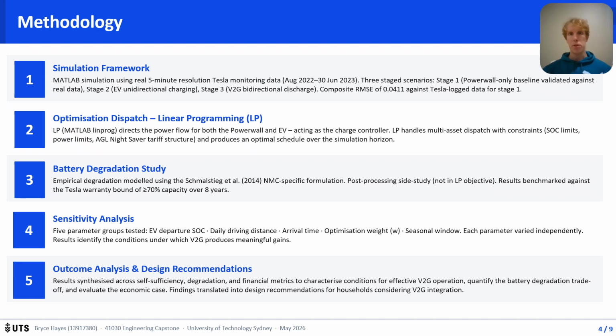Sensitivity analysis was also conducted on 5 parameter groups in order to identify the conditions under which V2G produces the most meaningful benefits. And finally, the results were synthesized to translate the findings into a set of practical design recommendations for households considering V2G integration.